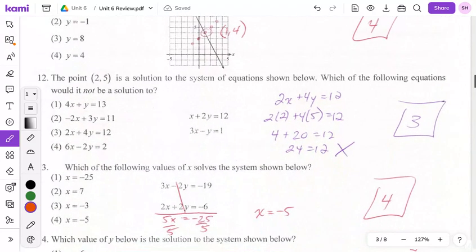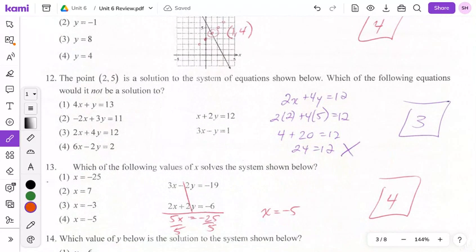Okay. Number 12 says the point 2, 5 is a solution to the system of equations below. Which of the following equations would not be a solution to it? So it's very similar to another question we did before, but they actually gave us the solution as a coordinate this time, which means we could just substitute into all of the answer choices and see which ones work. So like before, you could take this system, manipulate it, and figure out how more of those equations are getting made. But because we have a solution this time, we can just plug in and see which one doesn't work.